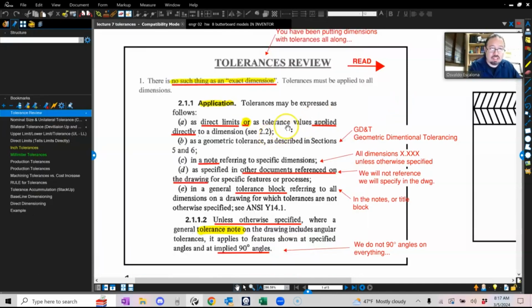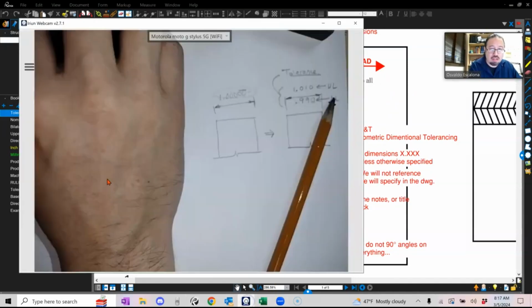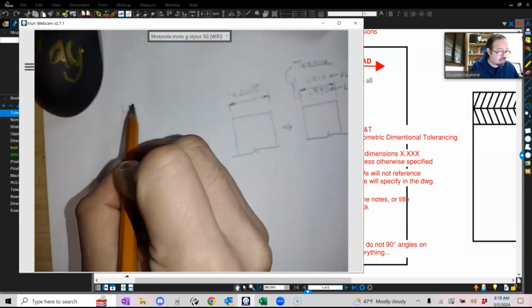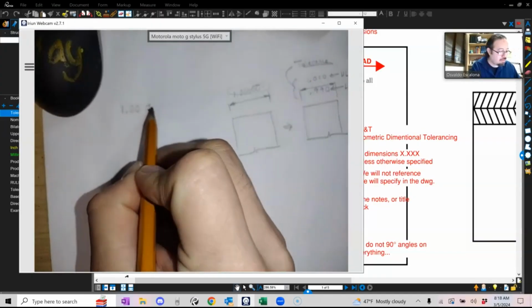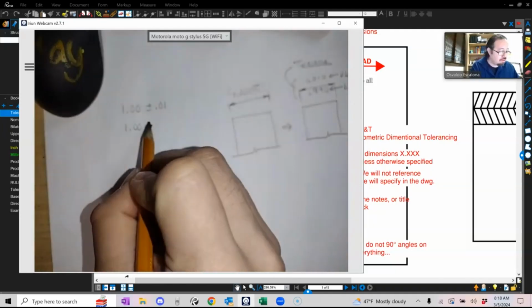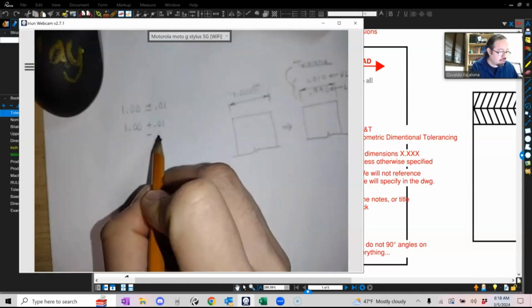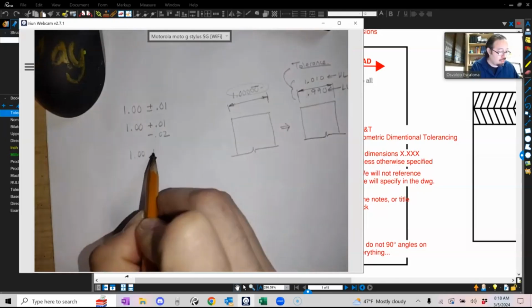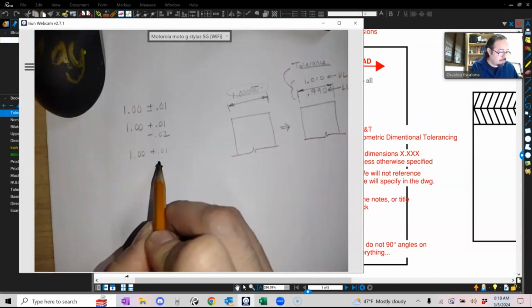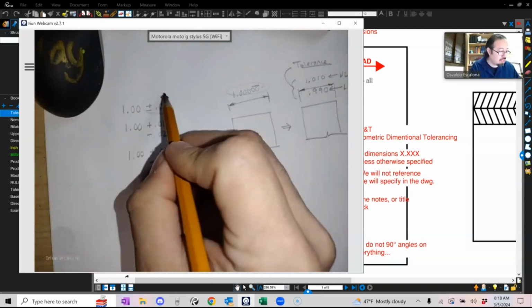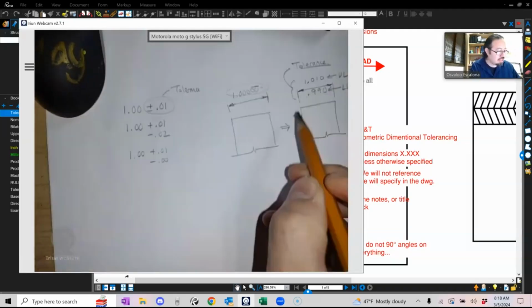The tolerance values, you can also give to them as, for example, 1.00 plus or minus 0.01. Or you can do 1.00 plus 0.01 minus 0.02, right? Or you can do 1.00 plus 0.01 minus 0.00, right? So you can give it to them. This is the tolerance range. This is direct limit.